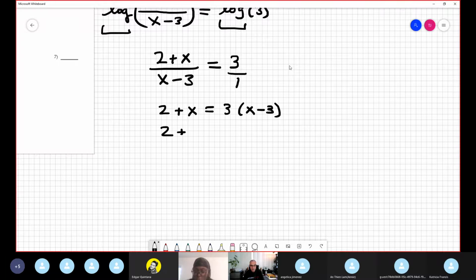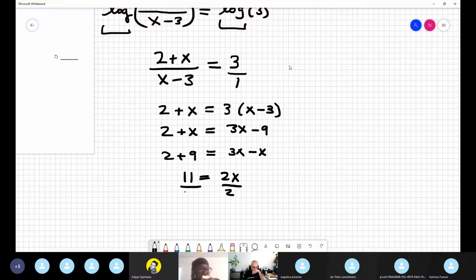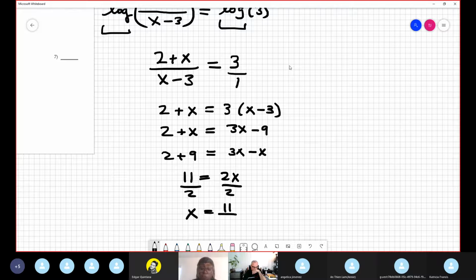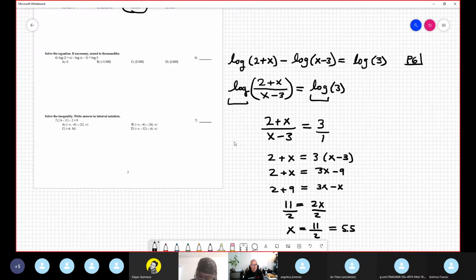Now you distribute it. It's 3x minus 9. For example, I bring down 3x here. Nice. I move minus x to the right, and you have 2 here plus 9. This is the manipulation of this linear equation. This is 11, and this is 2x. Divided by 2, the answer is 11 over 2. But they put it in decimal form, 5.5. Let me see. Yeah, 5.5 is the answer.